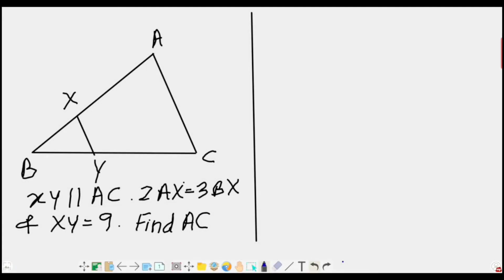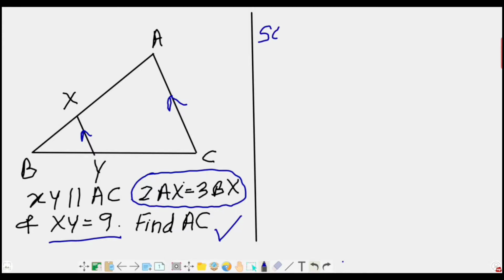Now students, let's solve this sum. In triangle ABC, XY is given parallel to AC. And it is given that 2AX equals 3BX. XY is given as 9 and you are asked to find AC. First of all, we will prove that both the triangles are similar. In this, two sides are given parallel.